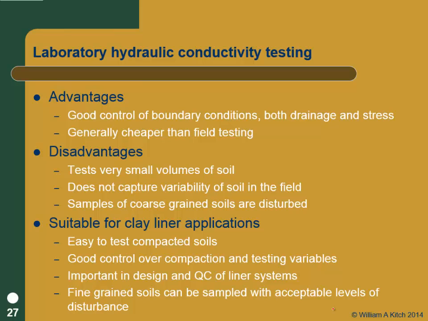And for the fine-grained soils in the field, when we're doing QC in a liner, we can actually go back into the field and take samples and bring them back to the lab to test. So we can use compaction tests in the lab to predict the field hydraulic conductivity, and then we can go out and take QC samples out of the field and test them in the lab fairly reasonably, because we can take those undisturbed samples for the clay. So these are really good techniques for doing quality control and design of clay liner systems.